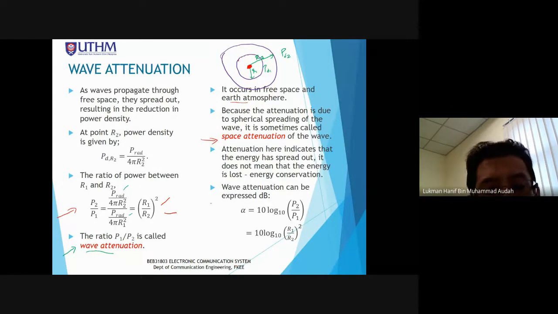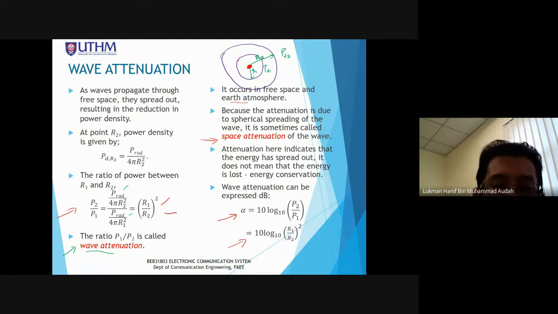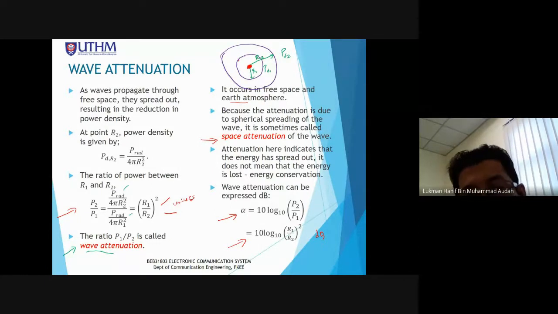Okay, so this wave attenuation can also be expressed in terms of logarithmic. Okay, so 10 log of power density 2 over power density 1, ataupun kita boleh buat dalam sebutan distance, 10 log R1 over R2 square. Boleh juga. Okay, so ini dalam decibel. Okay, so yang tadi kita kira ni dia tidak ada unit, it's unitless. So kalau kita tukar dalam decibel, dia akan jadi dB.